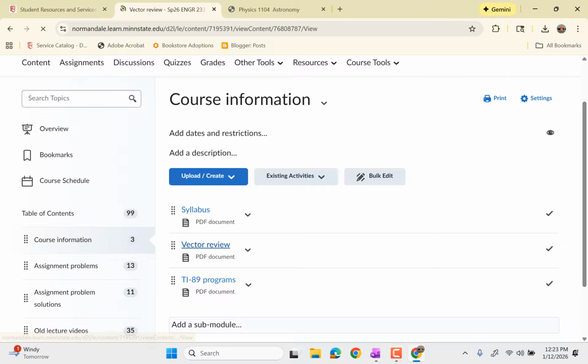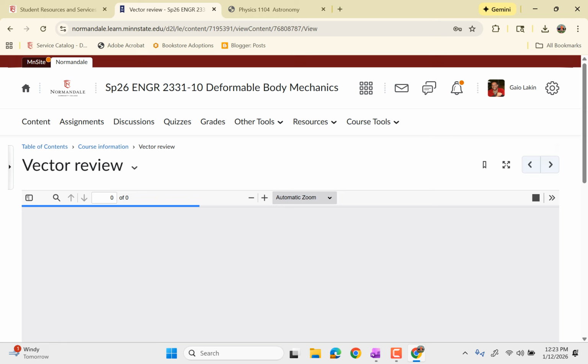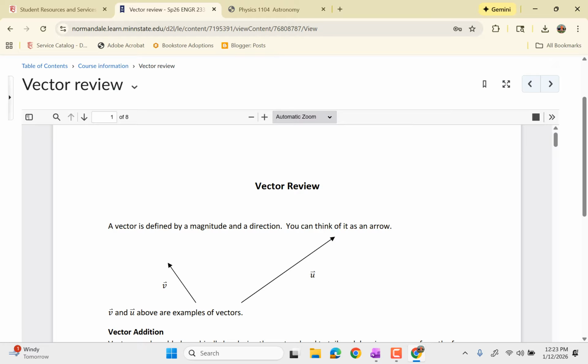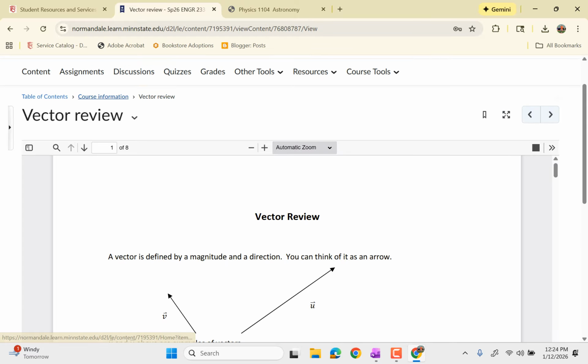Oh no, you can just turn it in one class. I'll know who's doing what class. Okay, so here's what the vector review looks like. I got it under course information.